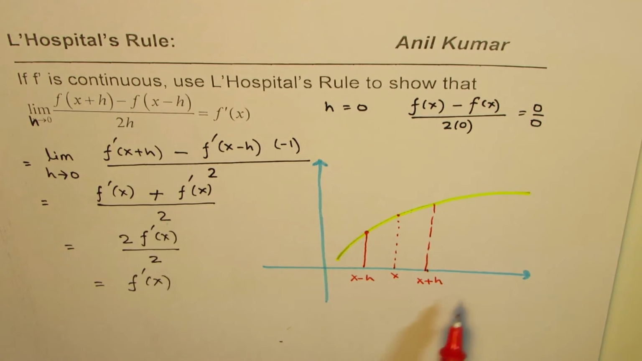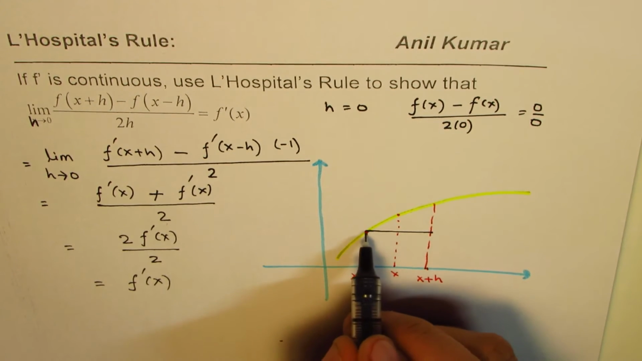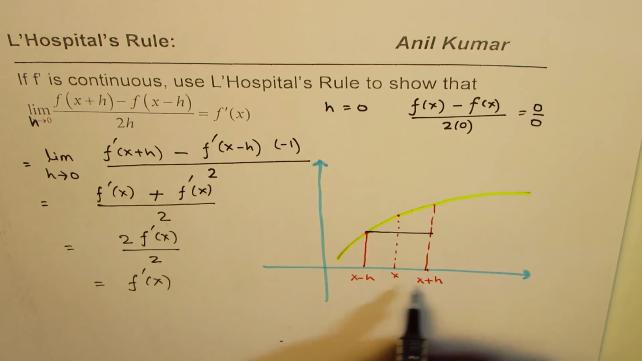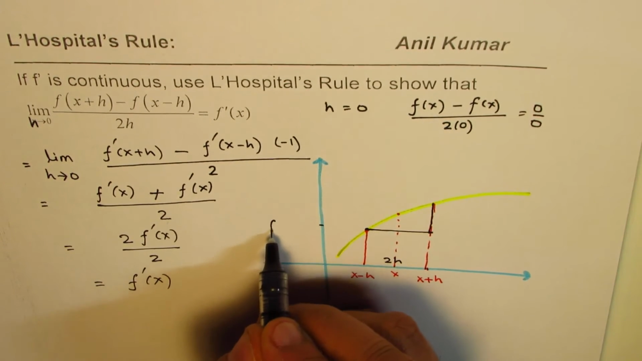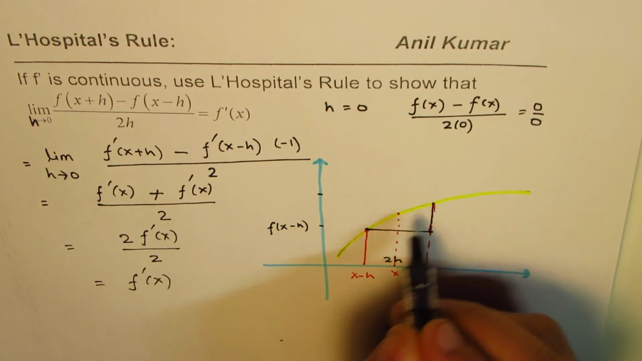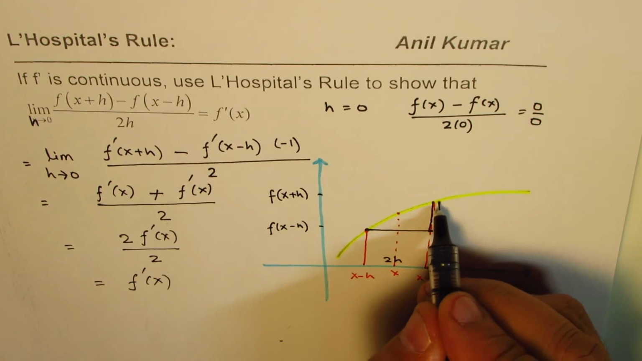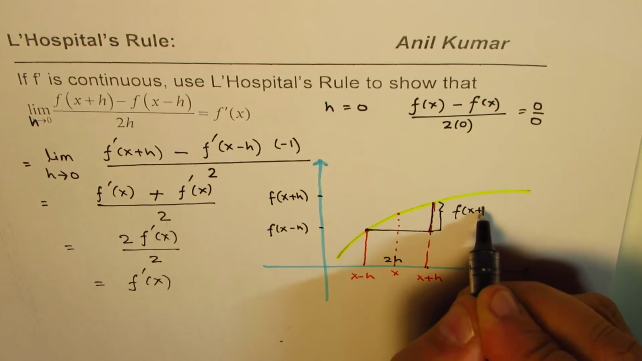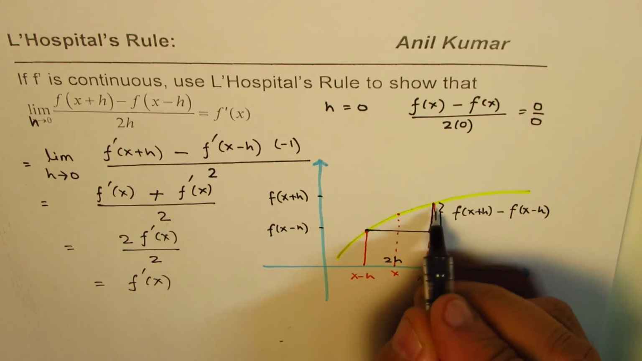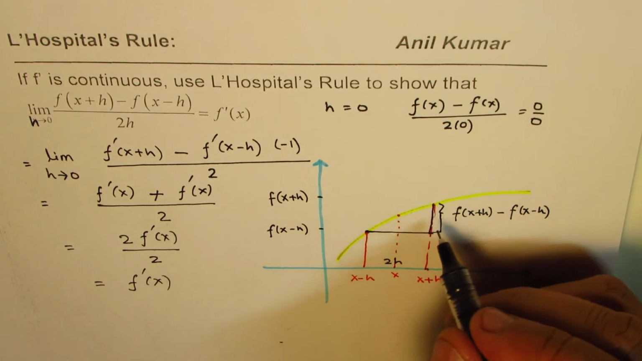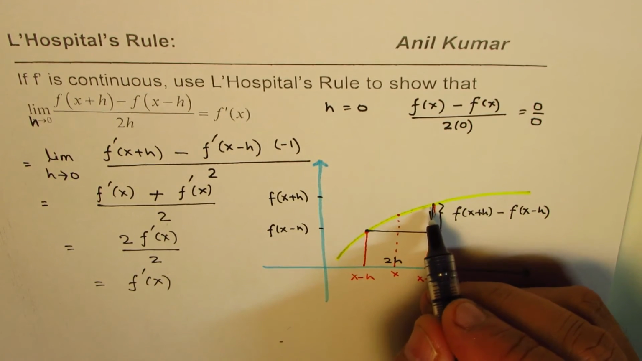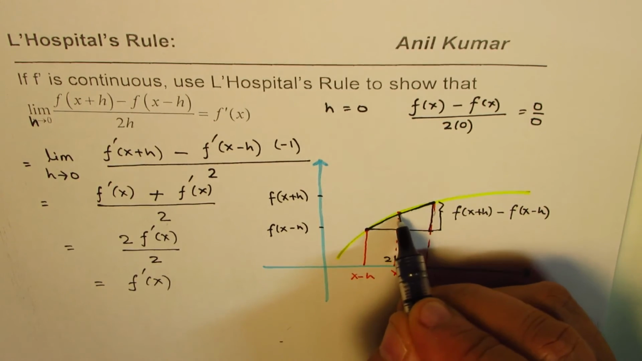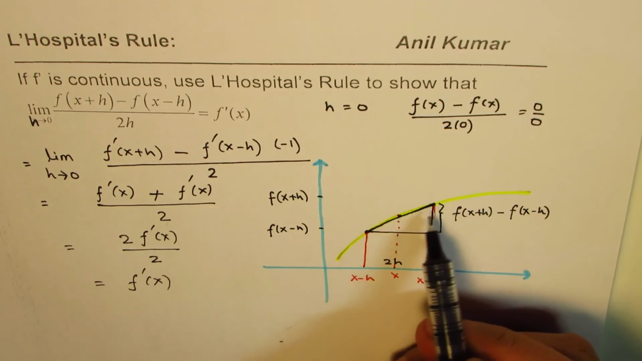So the distance between these two will be 2h, if I make a triangle like this. The distance from x minus h to x plus h is 2h. The y value of this point is f(x-h), and the y value of this is f(x+h), and therefore this difference is f(x+h) minus f(x-h). This is the rise. So the ratio of f(x+h) minus f(x-h) divided by 2h, which is this length, gives you the slope going through the middle. And that slope gives you the average rate of change.